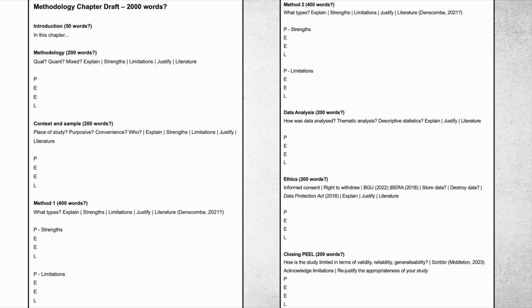You might want to say what type of methodology it is, whether it's a qual or quant or a mix. You might want to explain a little bit about the methodology, its strengths, its limitations. You're going to need to justify using it, and everything needs to be underpinned with the literature. Move after that to context and sample.